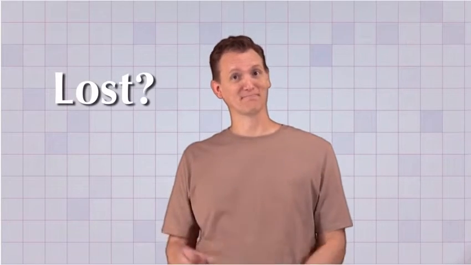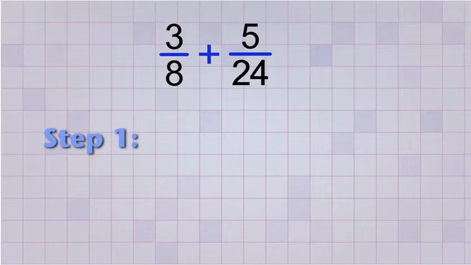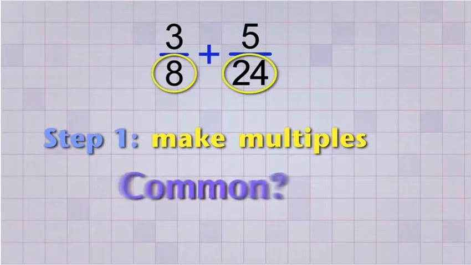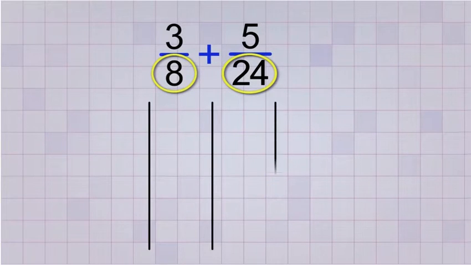Have I lost you yet? Should make a lot more sense after you've seen a few examples. Let's start with this problem. 3 over 8 plus 5 over 24. Step 1 is to take our two bottom numbers and make multiples of them to see if we can find a common multiple. First, let's multiply them both by 1.